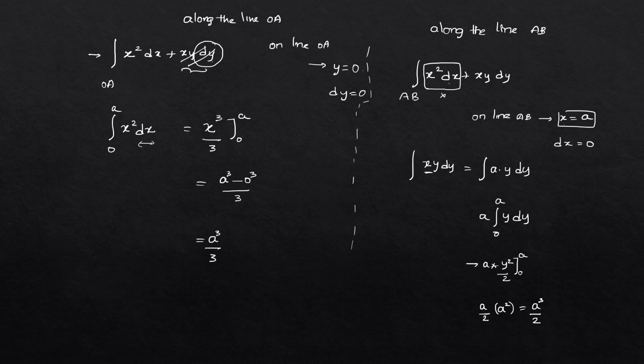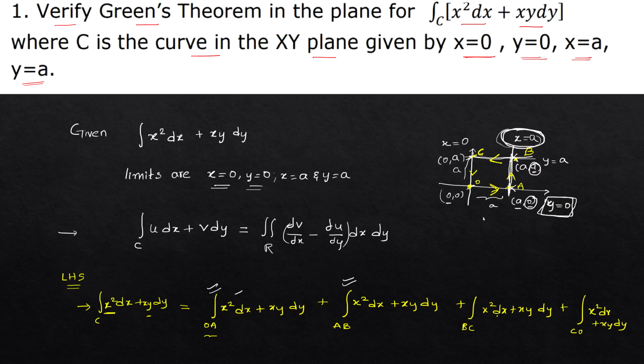So now we have completed the integral part over the lines OA and AB, and in a similar way we have to find the integral part over the lines BC and CO. Along OA and AB the integrals are completed. Now we have to find the integral part over the BC line.